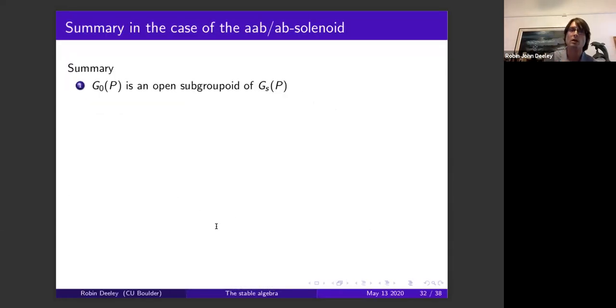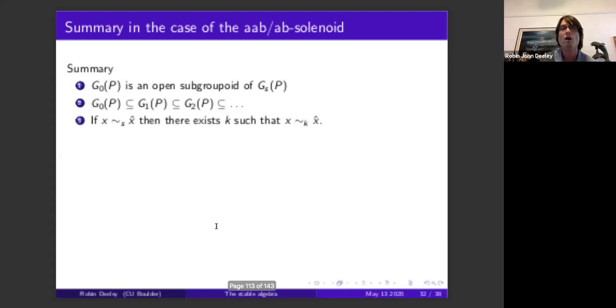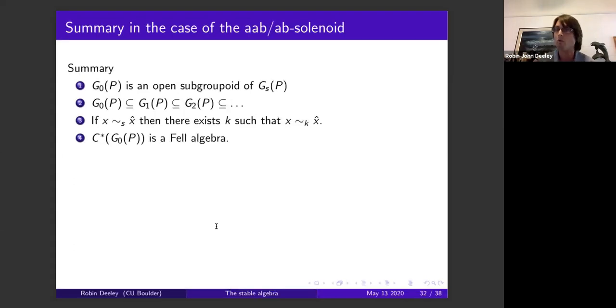Okay, so let's summarize what we've got in this case. Everything should be very much analogous to what we had for the 2 solenoids. So open subgroupoid, nested. We've got that it exhausts the stable equivalence relation. And now, this is why I did not call it continuous trace in the previous one, it is a Fell algebra, an honest Fell algebra.